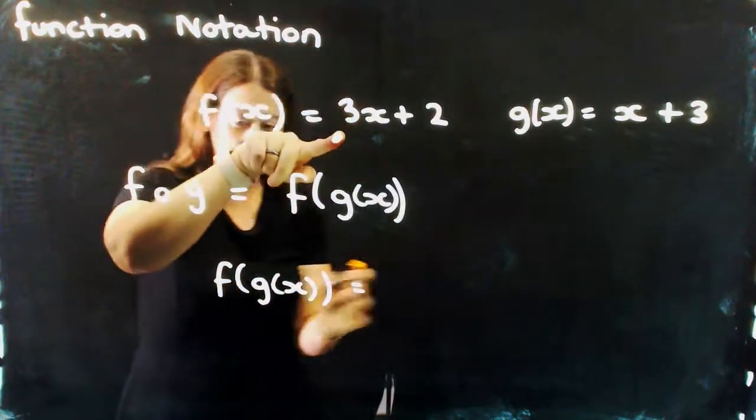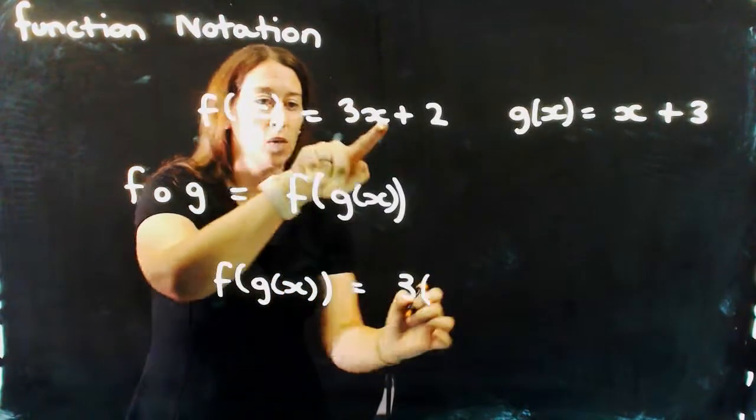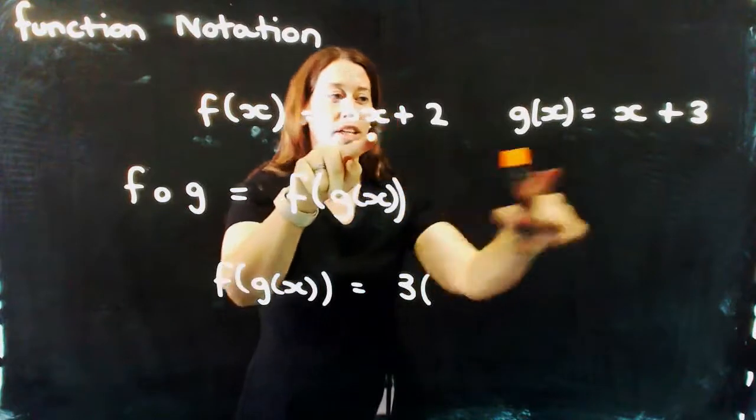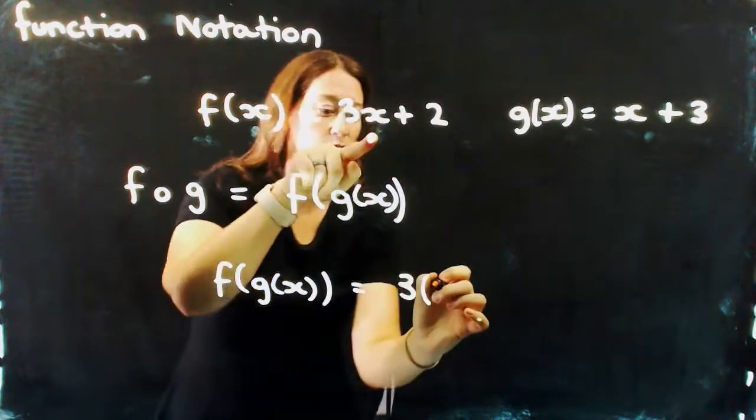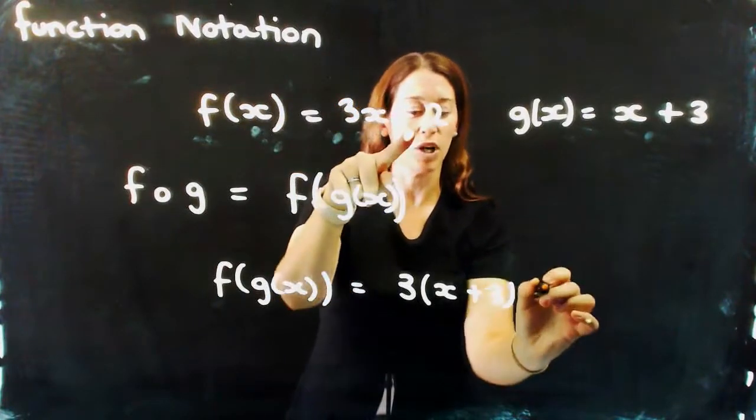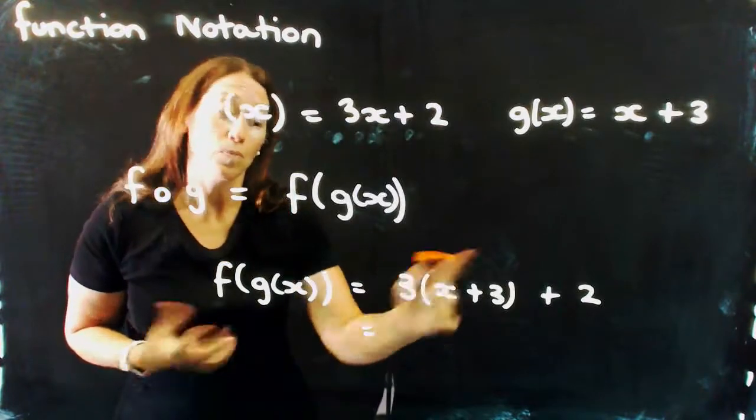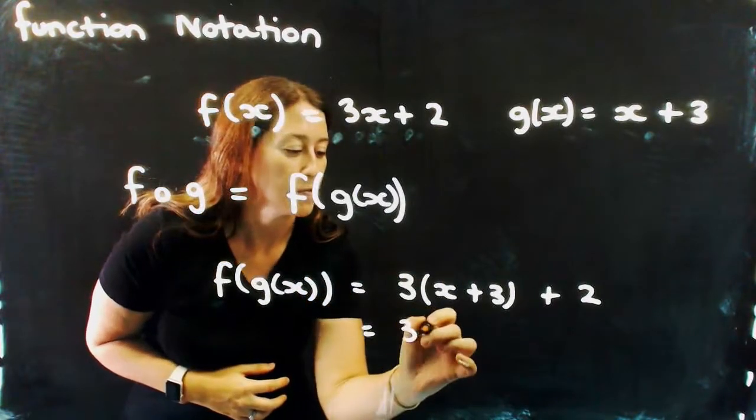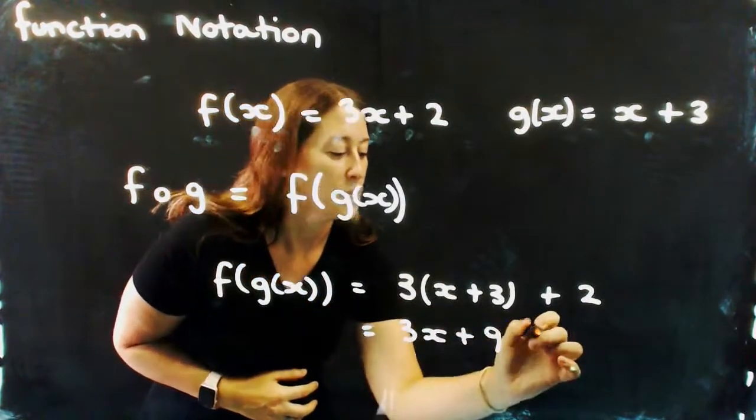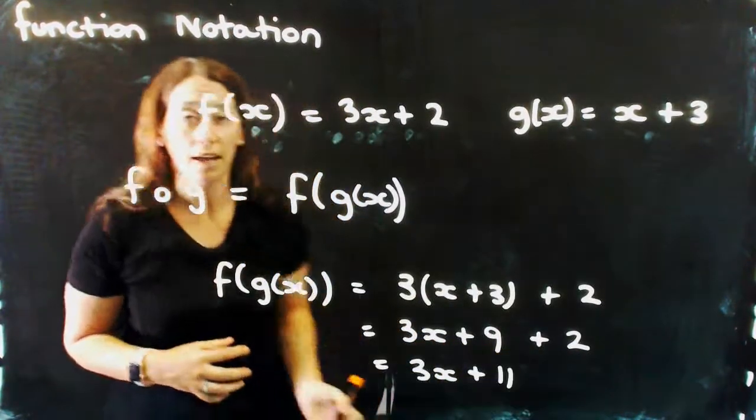So we just concentrate on f, the function f of x, and we go 3 bracket. Now when we come across an x, we need to substitute this in instead. So it's x plus 3. And then we continue with the function, and it's just plus 2. You then need to, of course, simplify this. So this is a bracket. I need to expand the brackets. I've got 3x plus 9 and then plus 2. We can simplify that to give us 3x plus 11.